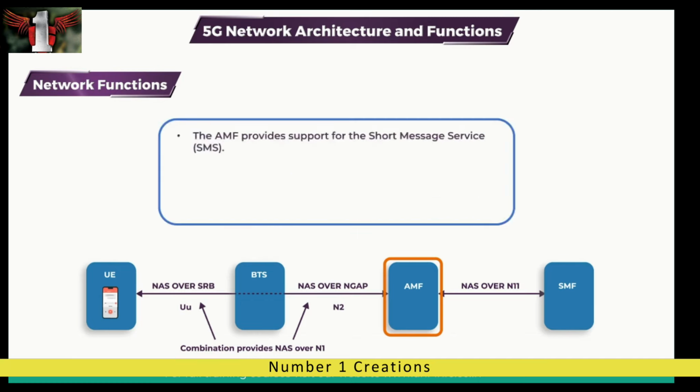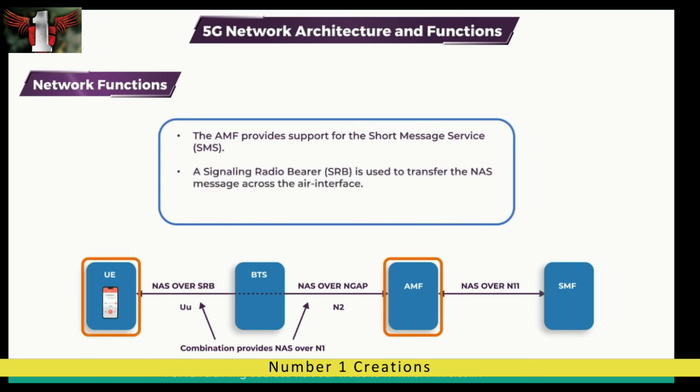The AMF provides support for the short message service. Mobile terminated SMS are received from the SMS function and are packaged within a NAS message before being transferred to the UE. A signaling radio bearer, SRB, is used to transfer the NAS message across the air interface. The AMF receives mobile originated SMS within uplink NAS messages and forwards them to the SMSF. The SMSF is an optional network function.